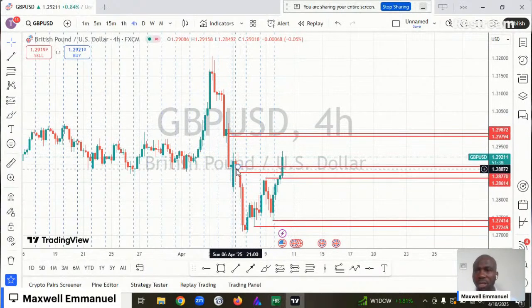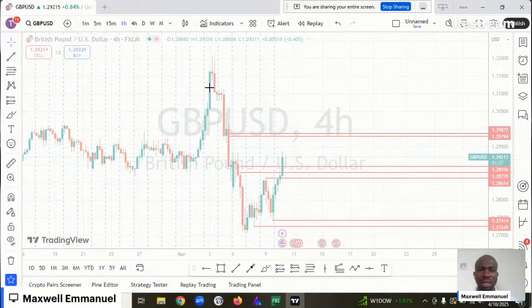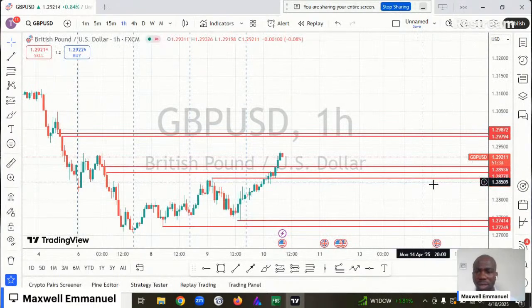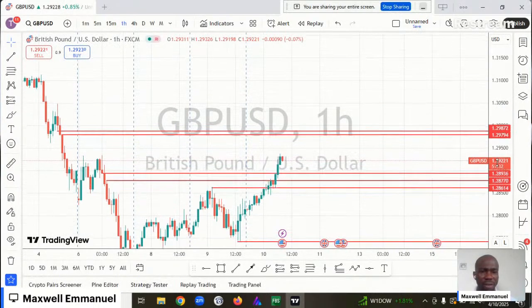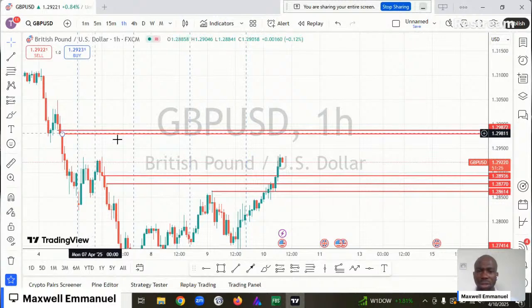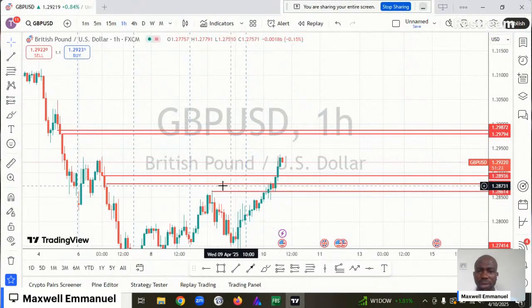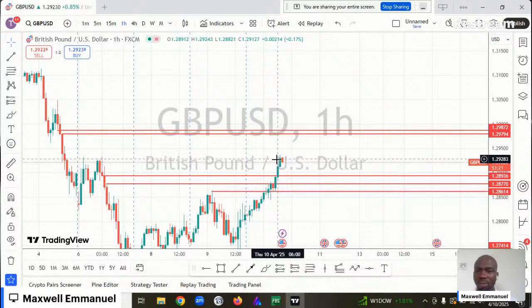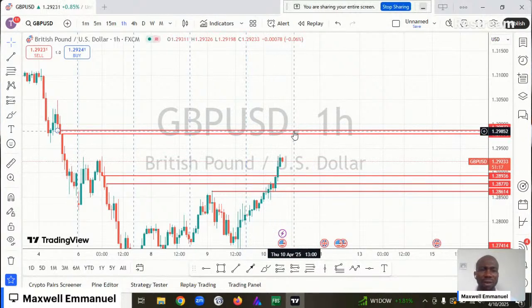It was on the 1 hour that I identified the fair value gaps. I'd be considering selling this zone or this zone. You can see price broke out from this fair value gap, so it's likely going to go for this next fair value gap.